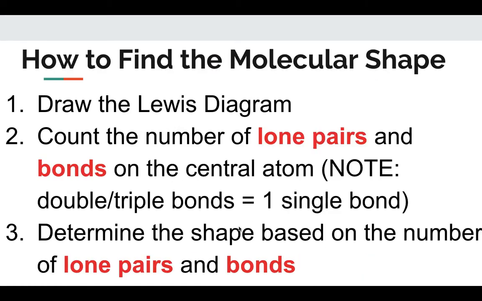So how do you find the molecular shape? The first thing that you need to do is draw the Lewis diagram. The second thing you want to do is count the number of lone pairs and bonds on the central atom. Just make a note that even though there could be double and triple bonds, it only counts as one single bond. And the third step is to determine the shape based on the number of lone pairs and bonds. I'm going to go through a few of these examples with you.